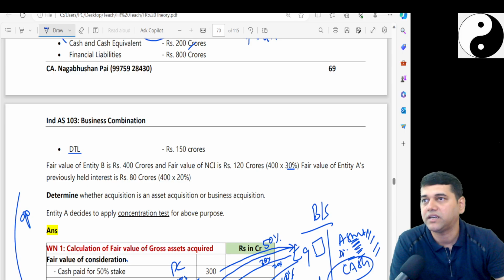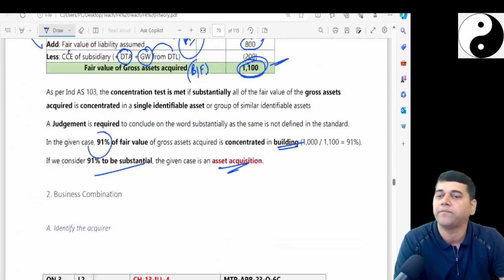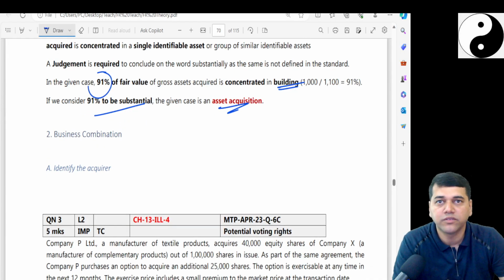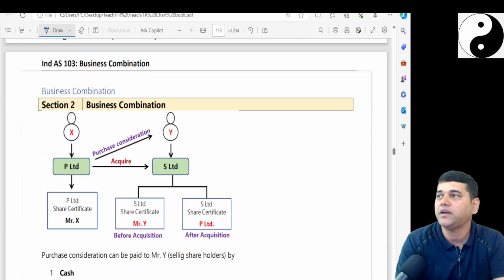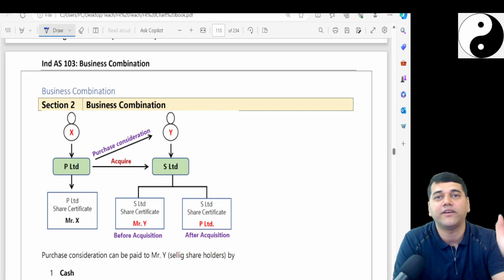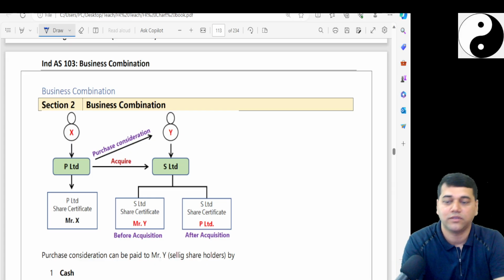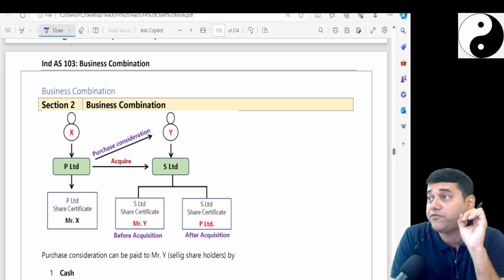Okay, let me check that particular part. Sorry, clear about this business concentration test? Let me come back to the detail. With this, we are done with the first part, whether it is an asset or a business. So no more asset; now it is a business. Before we proceed, you have to understand one very important thing.